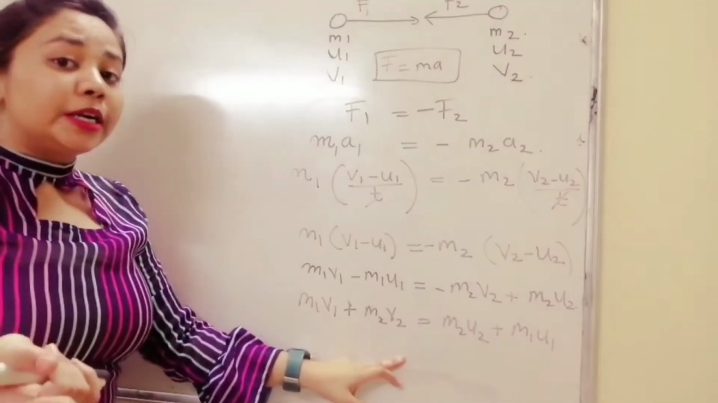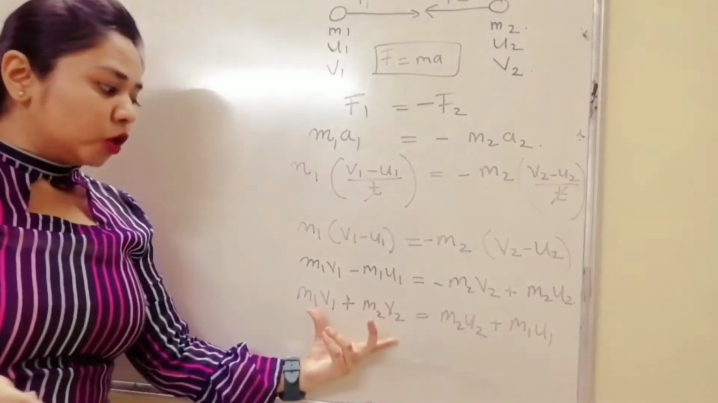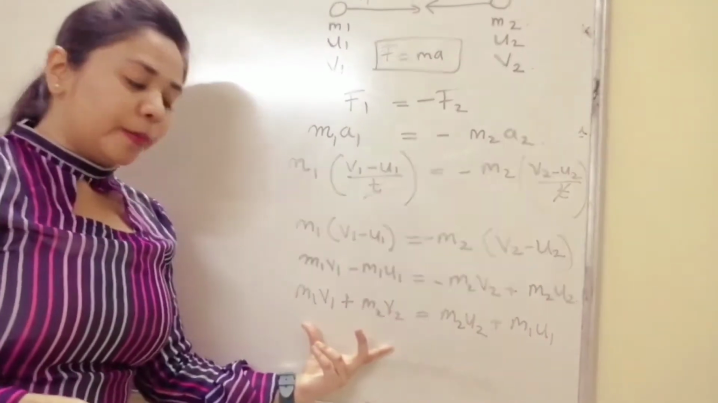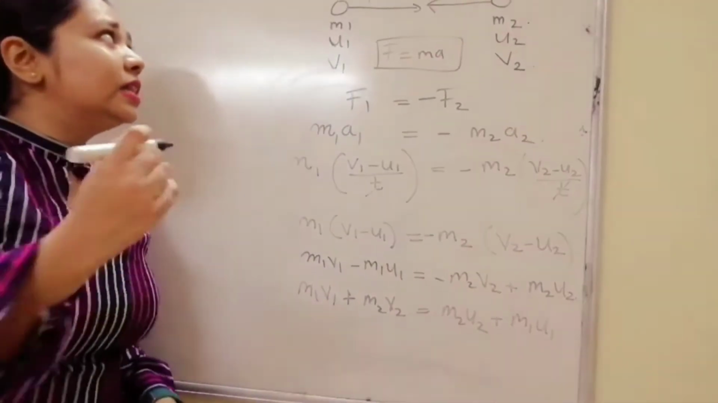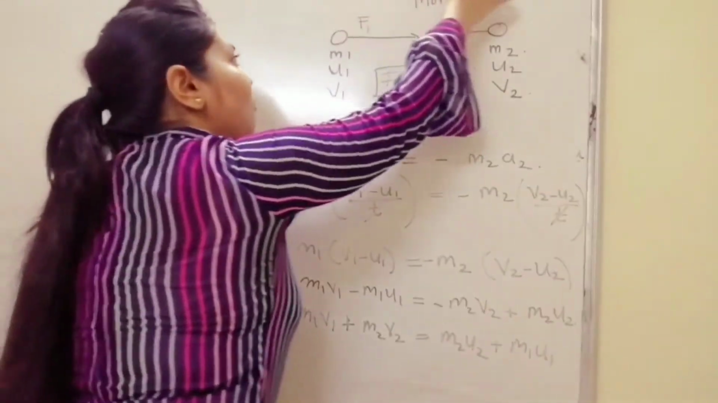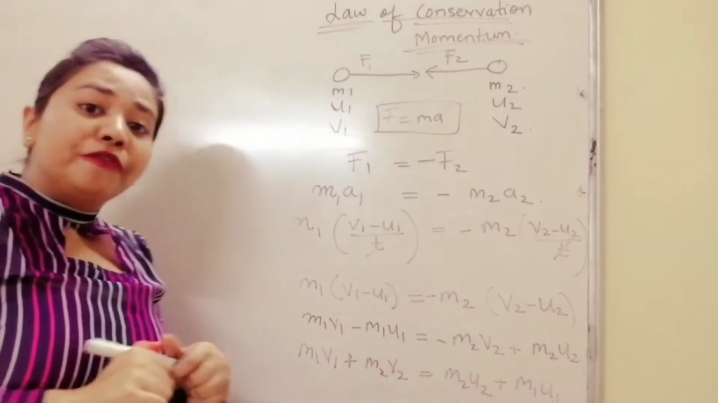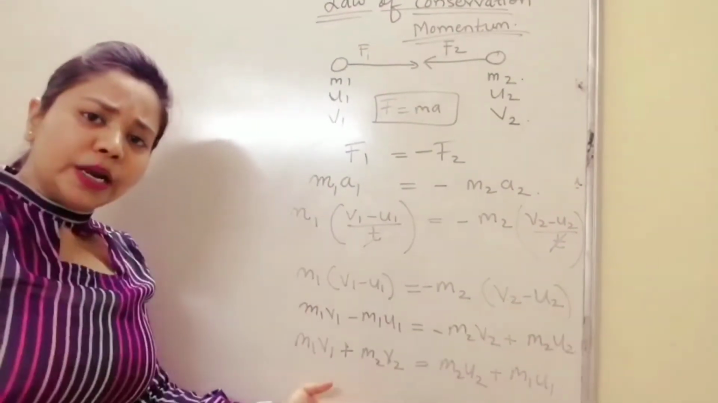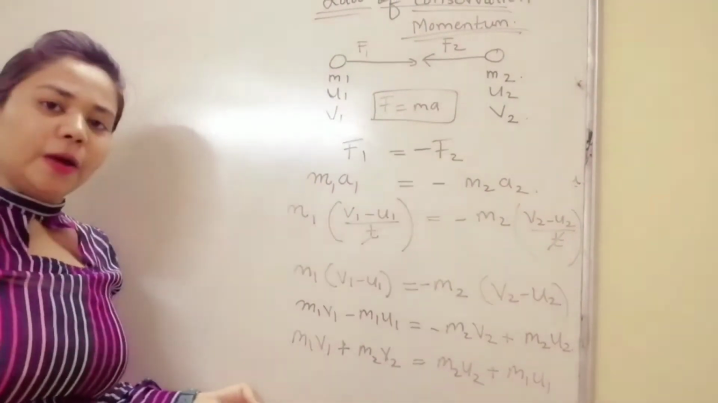Similarly, final momentum will be m1 v1 and m2 v2. Both of them are equal. See, the sum of final momentum is equal to the sum of initial momentum, and this verifies the law of conservation of momentum. So momentum everywhere in the universe is going to remain constant, because final momentum is equal to the initial momentum, which we have derived up till now.